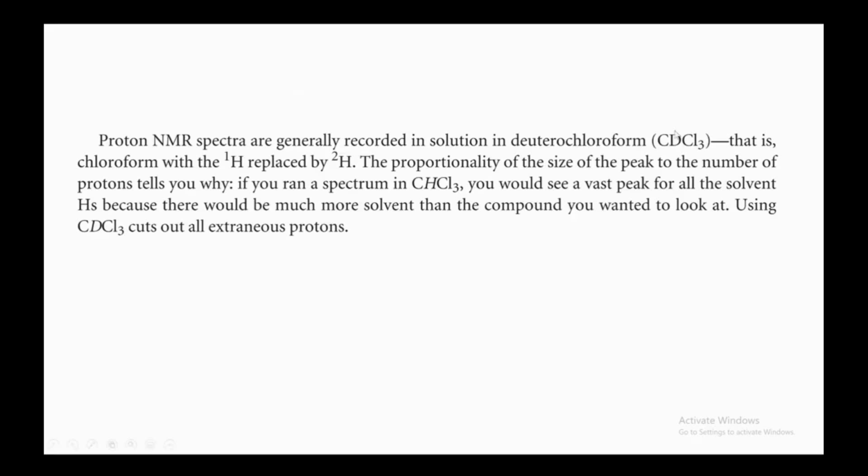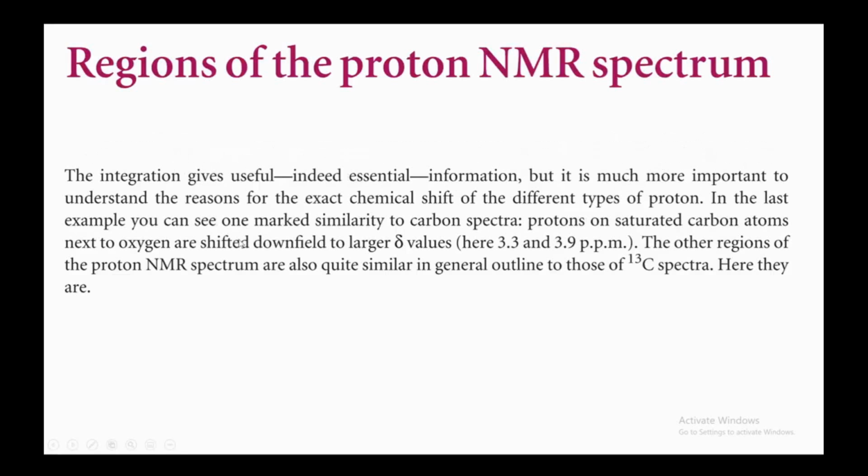So proton NMR spectra are generally recorded in solution in deuterated chloroform, that is CDCl3. So D is another isotope of hydrogen. That is chloroform with 1 proton replaced by 2H. So the proportionality of the size of the peak to the number of protons tells you why, if you ran a spectrum in CHCl3, you would see a vast peak for all the solvent's hydrogens, because there would be much more solvent than the compound you wanted to look at. Using CDCl3 cuts out all extraneous protons.